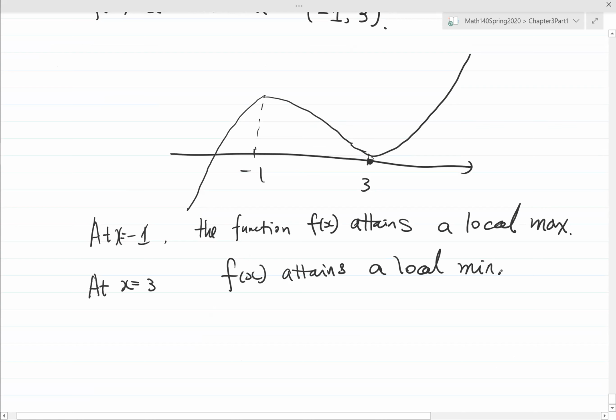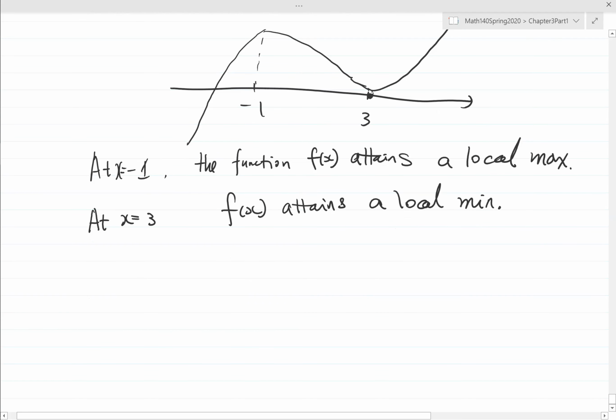So you see, if a function increases and then decreases, then we have a local max. If a function decreases and then increases, then we have a local min. From this property, we can find the local maximum and local minimum of a function. This is actually called the first derivative test.